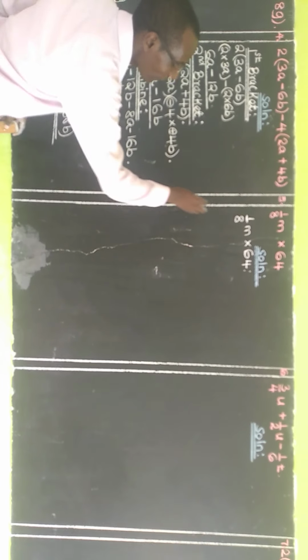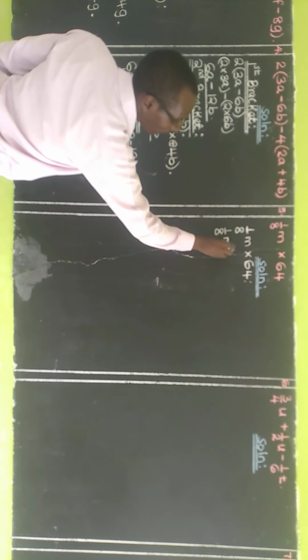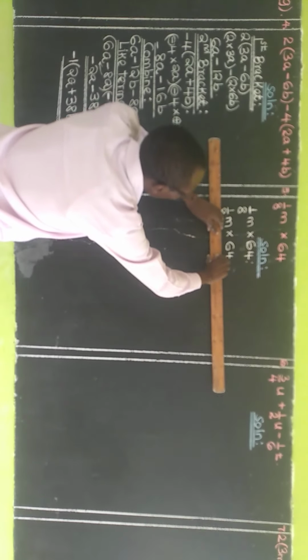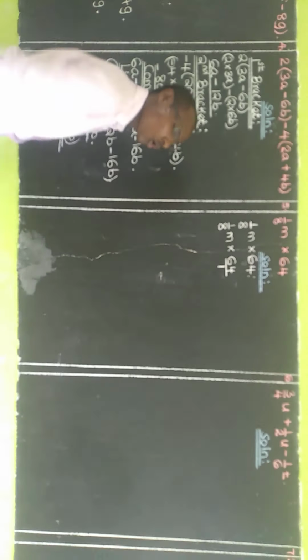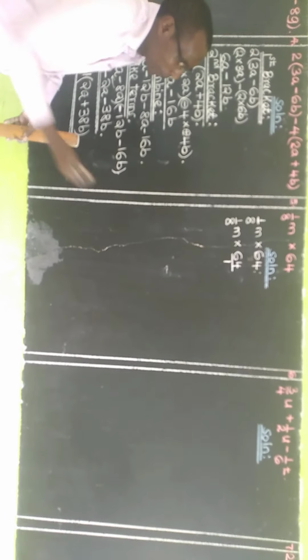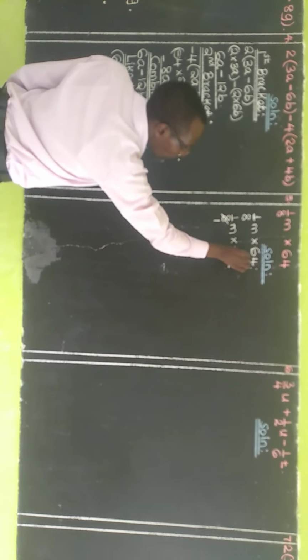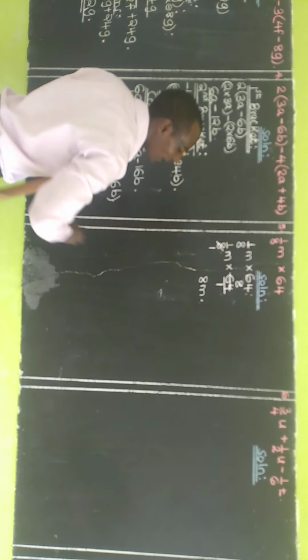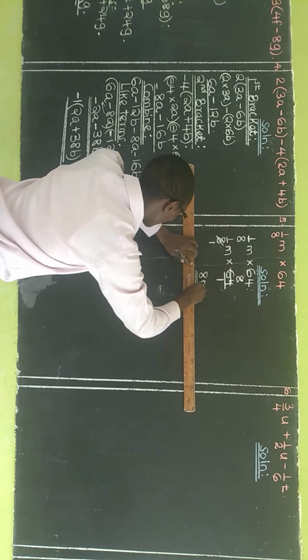Question number 5. We have 1 over 8m multiplied by this 64. This 64 must be a fraction over 1, since any whole number is always over 1. So I will just simplify by 8. 64 divided by 8 gives you 8. So m times 8 gives you 8m, and this was the answer for question number 5.